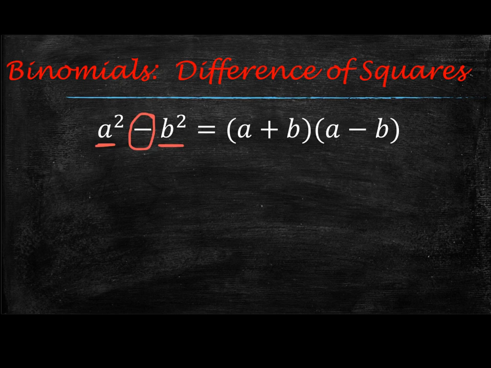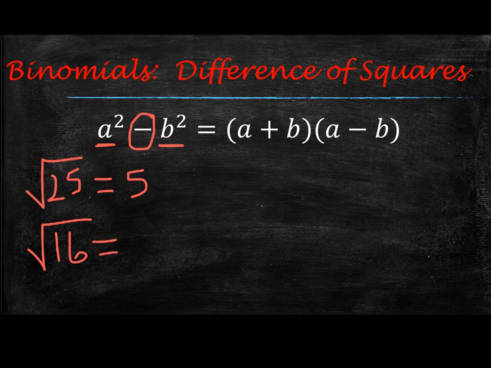root of. So for example, you could have 25, right? Because we can take the square root of 25. The square root of 25 is equal to 5. We have 16, right? The square root of 16 is equal to 4. So these numbers right here are considered perfect squares.